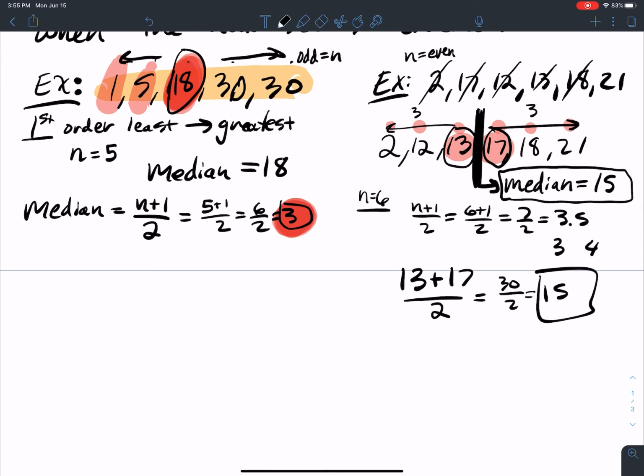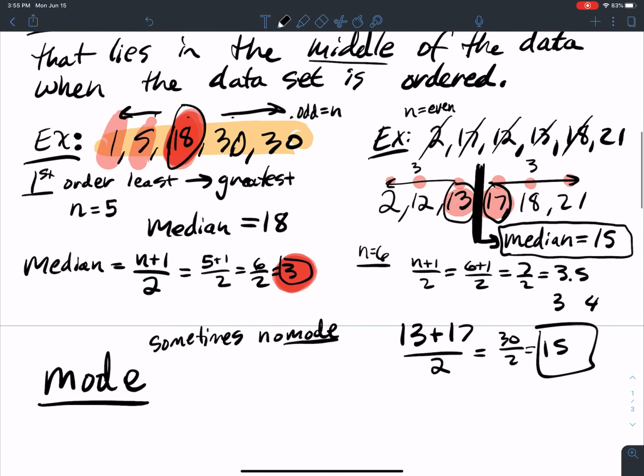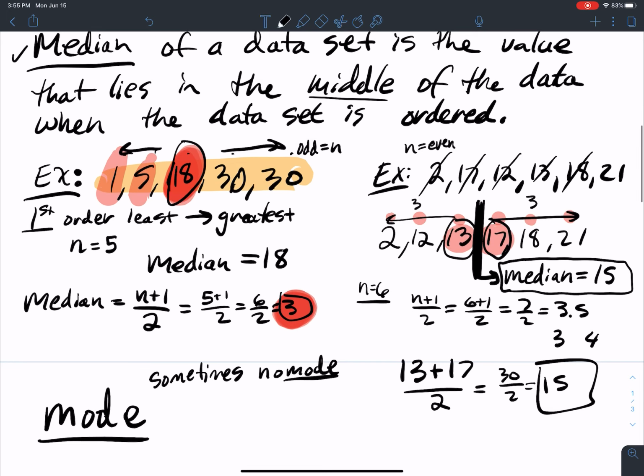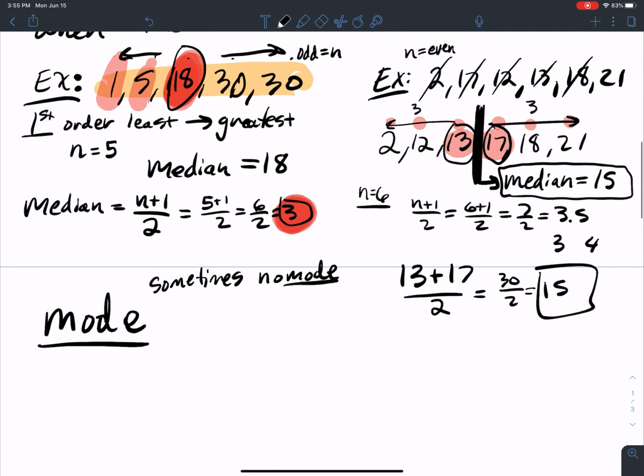Now, the next scenario is the mode. The mode sometimes exists. Sometimes there's no mode. Okay? So sometimes you can have no mode. You can always have a median. You can always find a median. You can always find a mean. But sometimes there's just no mode.